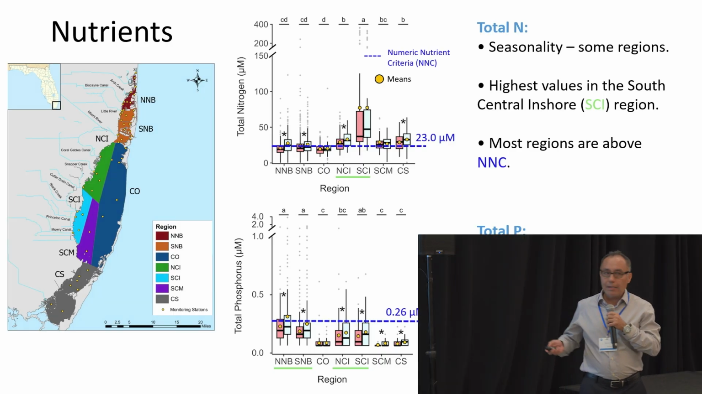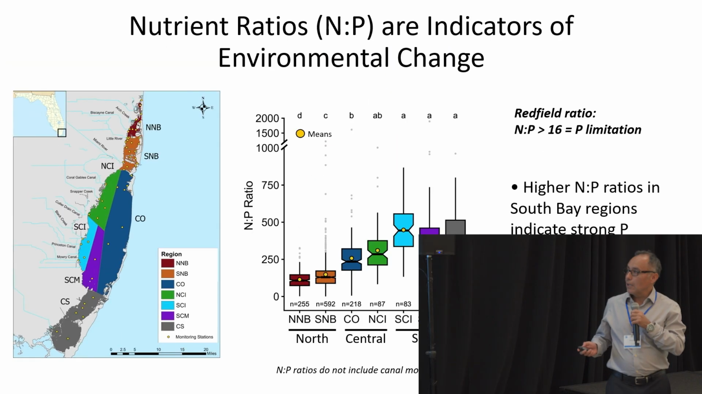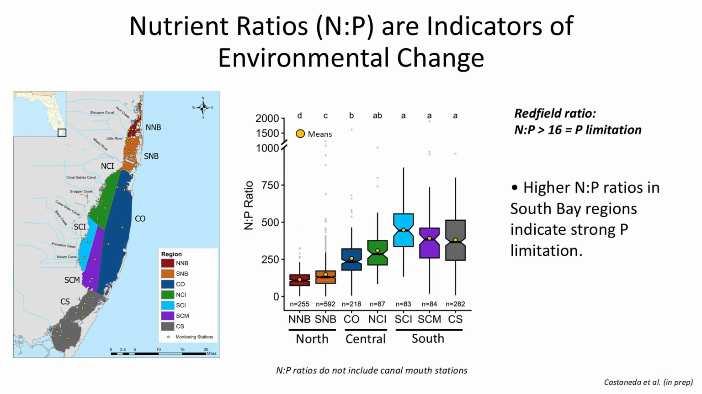So when we put these two together, we can use ecological stoichiometry, or basically the nutrient ratios, which give us an indication of environmental change. And here you can see that we have a strong gradient, from low N:P ratios in the north to high N:P ratios in the south part of the bay. We use the Redfield ratio, as most of us know, about 16.